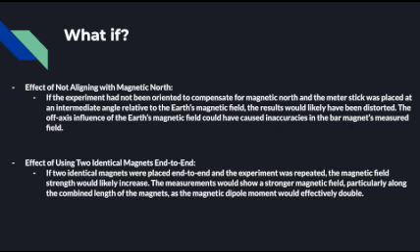And the second one was the effect of using two identical magnets end to end. If two identical magnets were placed end to end and the experiment was repeated, the magnetic field strength would likely increase. The measurements would show a stronger magnetic field, particularly along the combined length of the magnets, as the magnetic dipole would effectively double.